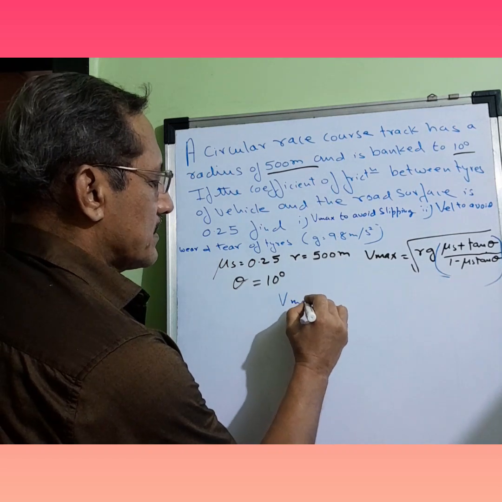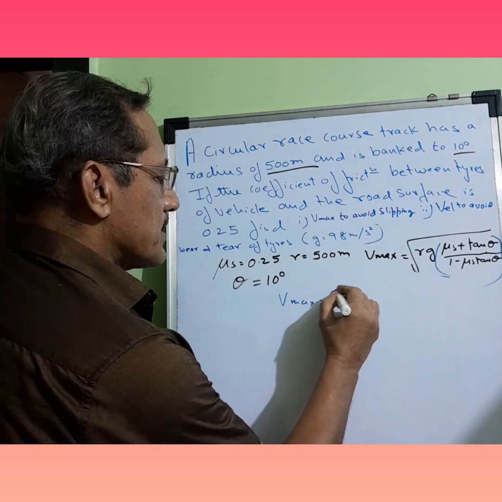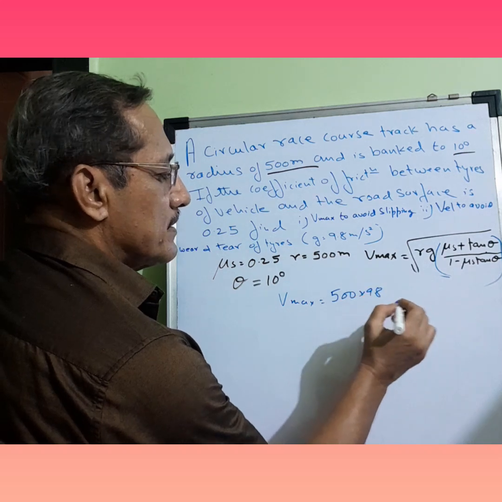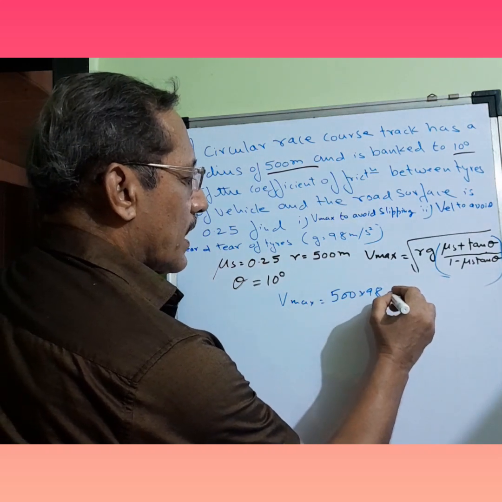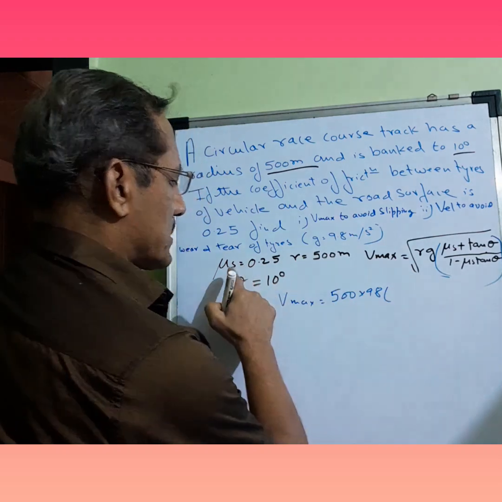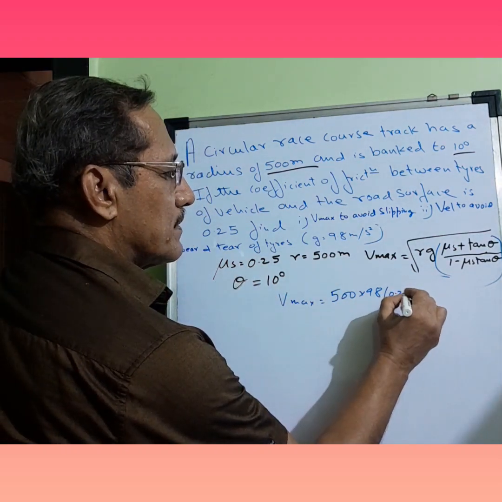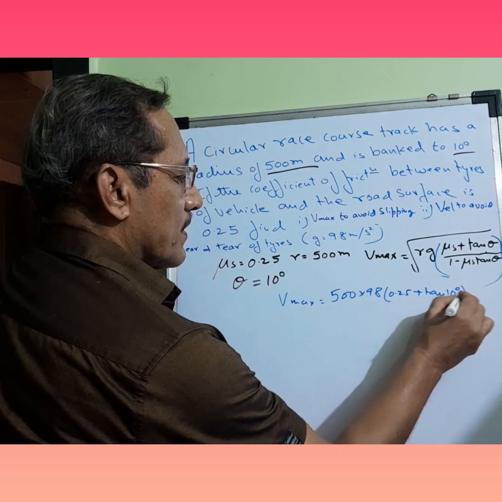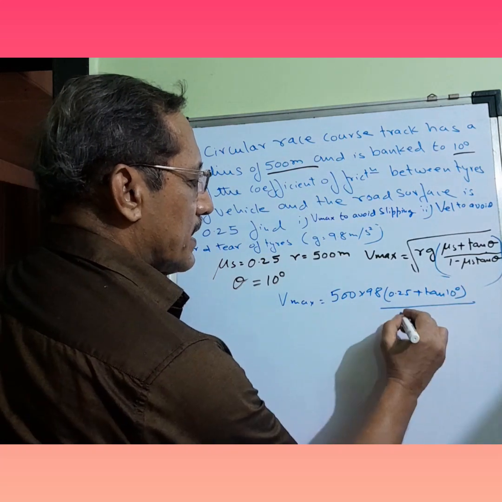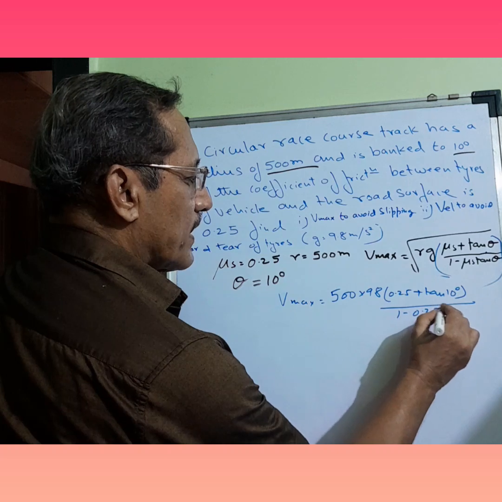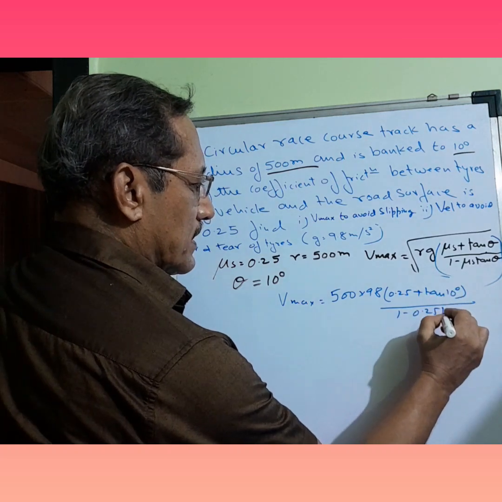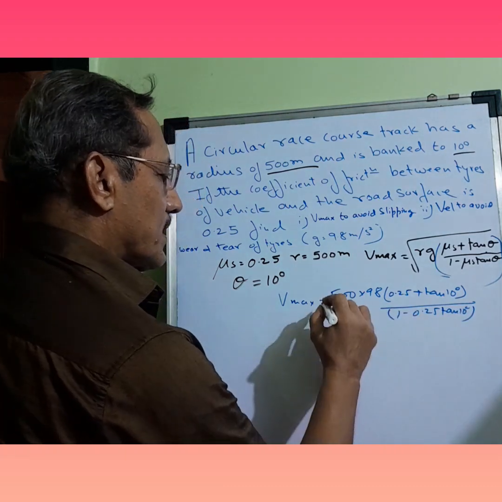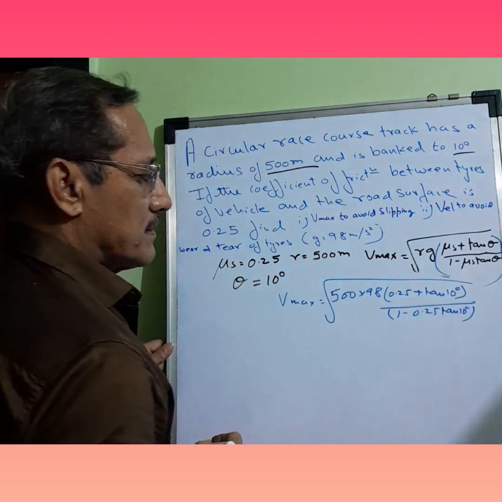Now Vmax is equal to, R is radius 500 meters, G is 9.8 meters per second square, and then we have got to write mu s given as 0.25 plus tan of 10 degree, divided by 1 minus 0.25 tan 10 degree. This entire stuff is in root.